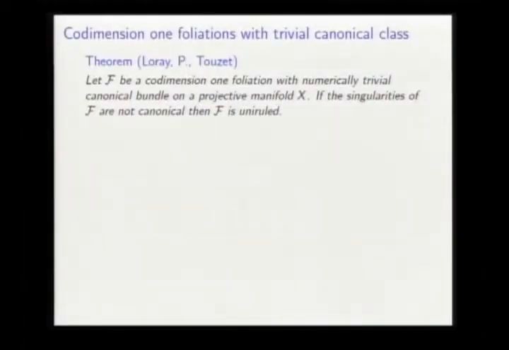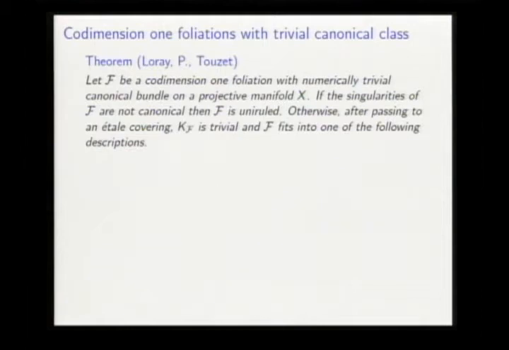So we have first to deal with the case where they are not canonical, we have not natural singularities, and in this case the foliation is uniruled. What means that your foliation contains rational curves inside the leaves, and you can reduce to lower dimensions. So essentially they should not be here. They have numerically trivial canonical bundle artificially because they have bad singularities. But anyway, this reduces the problem to 1 dimension lower.